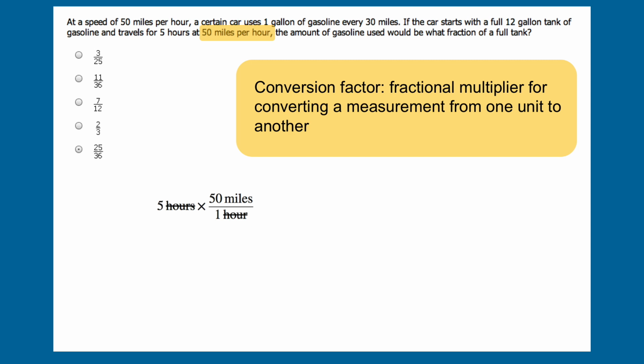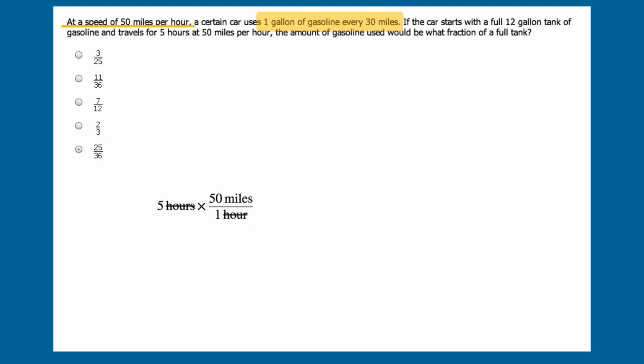At this point, we have miles. What can we convert miles into? Scanning the problem again for miles, we see that when the car is traveling at 50 miles per hour, which we know it is, it uses 1 gallon of gasoline for every 30 miles. That's another rate. Let's use it to convert miles to gallons. We'll put miles in the denominator, miles cancels, leaving us with gallons of gas used.